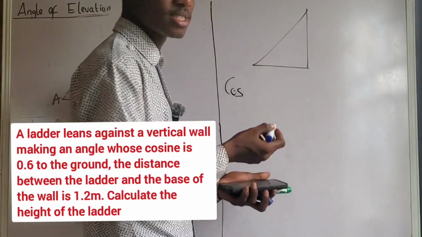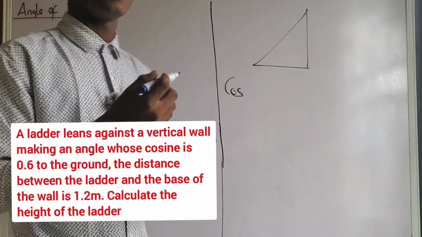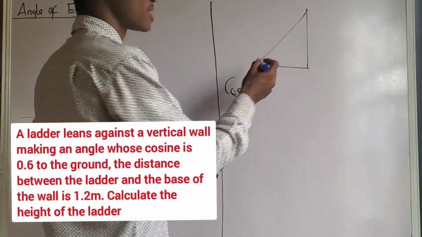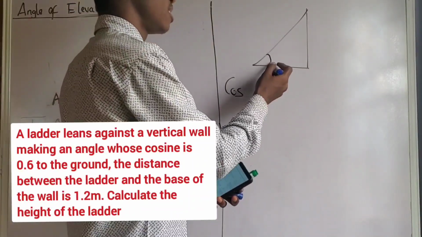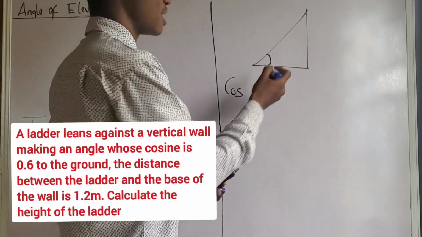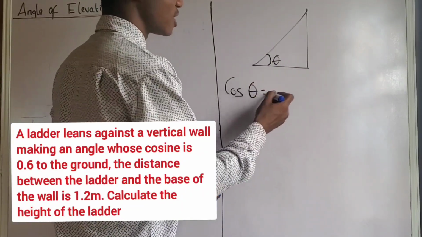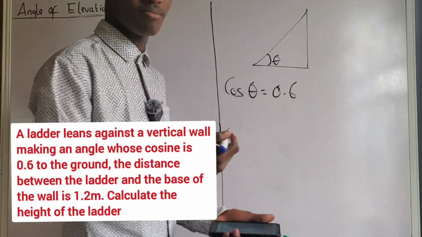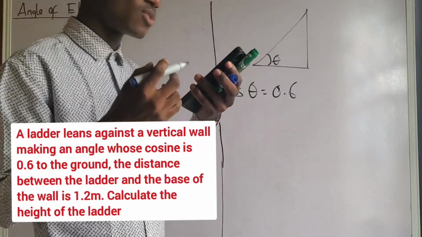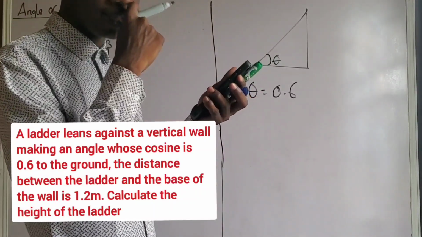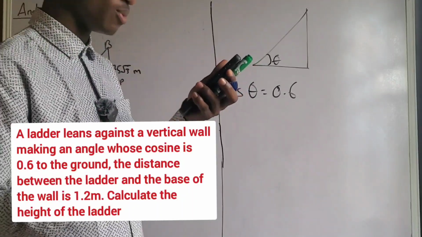So we don't know the angle, right? But we are given the cosine of the angle. Do you understand? So let us represent the angle that the ladder makes with the horizontal level as theta. Now cos theta will be what? 0.6. Do you get it? Because we are told that the ladder makes an angle whose cosine is equal to 0.6 with the ground. The ground is the horizontal level, by the way, so don't be confused.